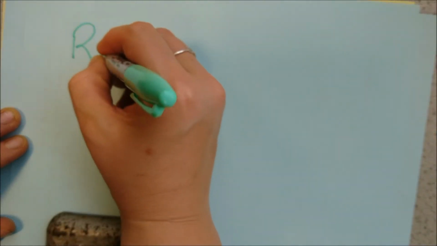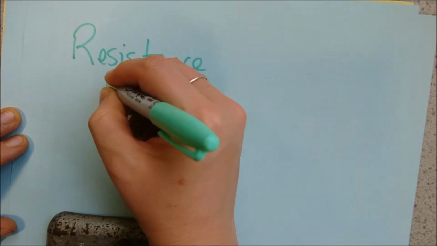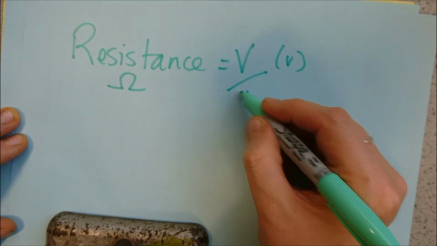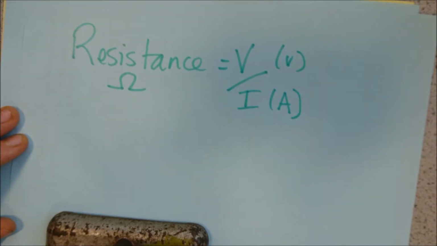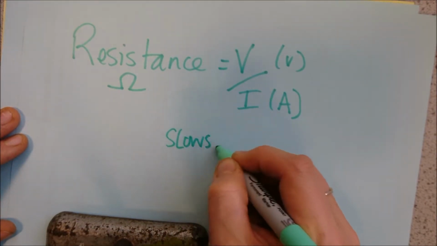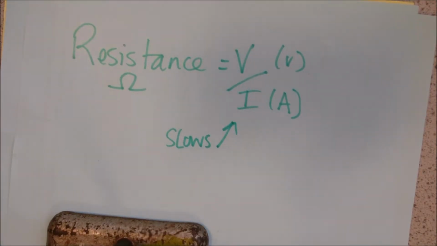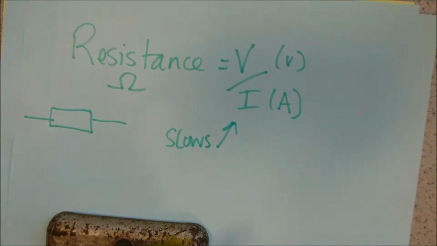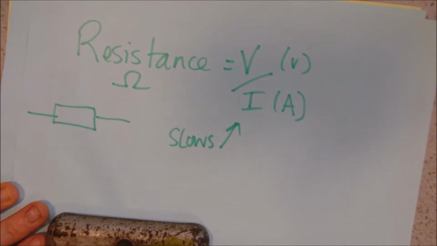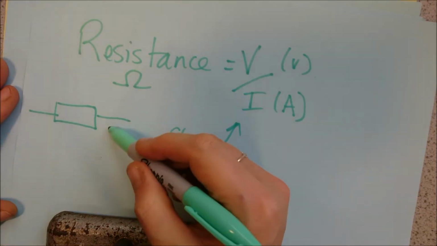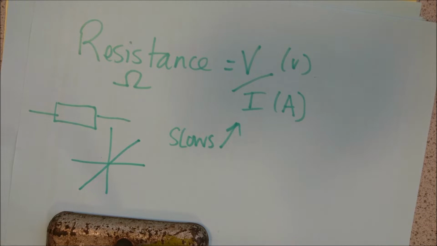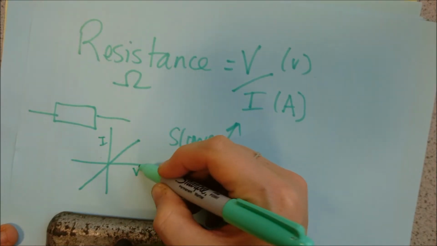Let's get cracking. Key things we need to know about resistance: it is measured in ohms, and it is voltage in volts divided by current in amps. And it is anything that slows or resists the current. Now, a fixed resistor is something that slows down the current by a fixed amount. If I put that on a current-voltage graph, it will look like this, as long as the temperature stays the same. That's current and that's voltage.